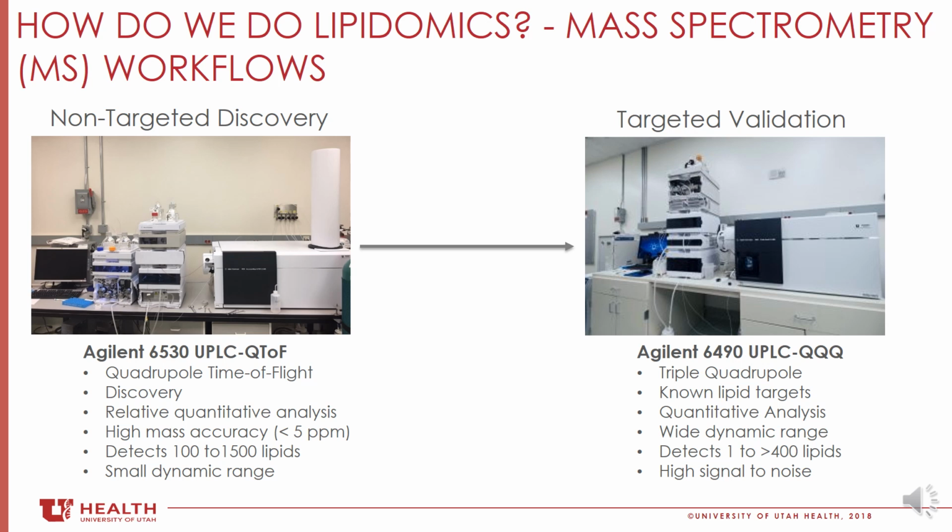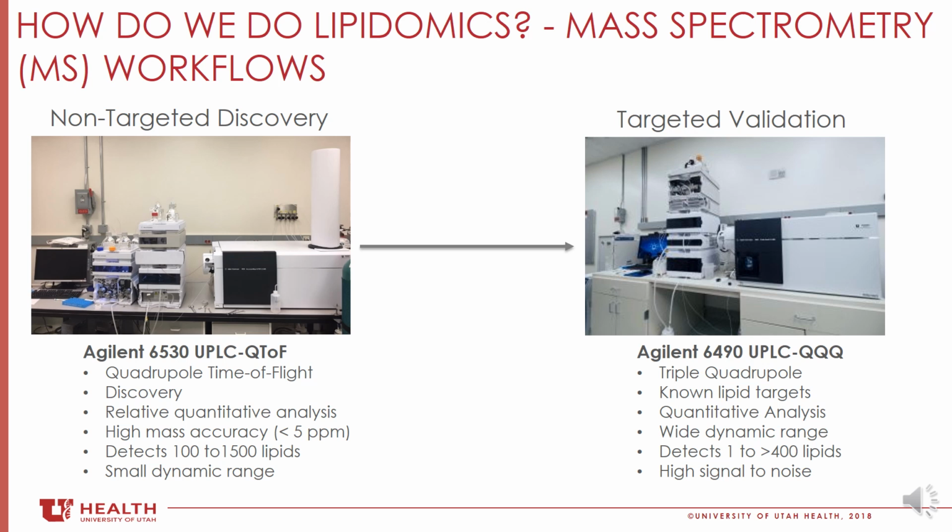We have two workflows for lipidomics. A non-targeted catch-all method that utilizes an Agilent 6530 UPLC QTOF that scans mass ranges from 90 to 1700 Daltons. This is typically the workflow of choice when researchers are in a discovery phase of a project and require broad screening. It offers relative quantitative analysis, very high mass accuracy, detects and annotates 100 to 1500 lipids depending on the source material and level of confidence required for annotation. Runtimes are longer than the triple quad, and it has a smaller dynamic range.